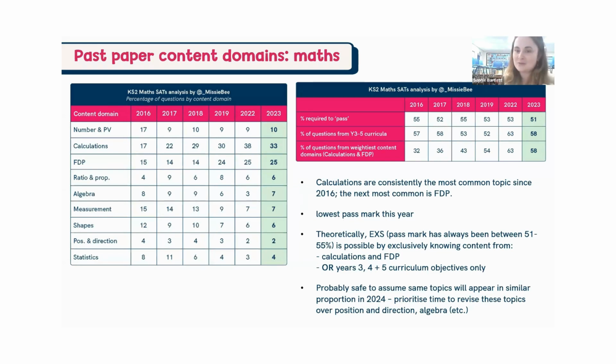So again, it's safe to assume that next year the same content domains are going to appear in a similar proportion. So the 4 operations and FDP, which we know come up loads in the papers just from looking through them, but it's quite nice to see it in numbers to show how much of the paper is dedicated to it. And I can never fit in the whole curriculum before May, particularly this year. It's going to be a real challenge. So I always think if I've got to leave topics till after SATs, it's going to be your position and direction and your statistics and things that don't really come up very much. So that's the maths paper.